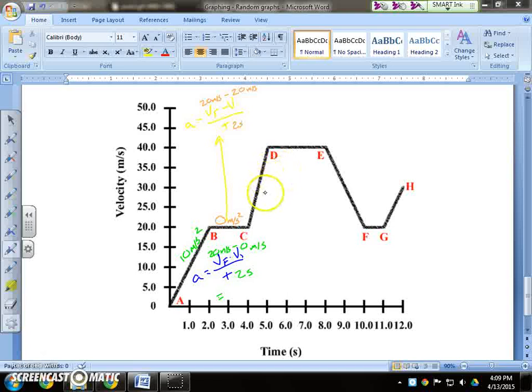C to D, A equals VF minus VI all over T. Throw some actual numbers in here. VF, my final is going to be 40 meters per second. My initial is 20 meters per second. And all that happens over a span of 1 second, from 4 to 5. So over 1 second, 40 minus 20 gives us 20. 20 over 1 second means that this acceleration is 20 meters per second squared, a ridiculously large acceleration in terms of what we talk about generally.